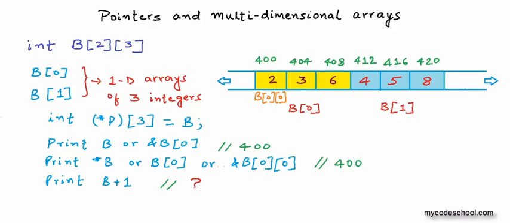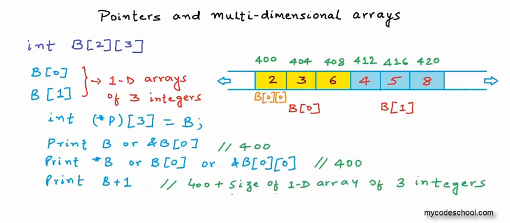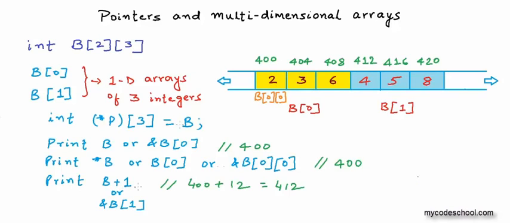Okay, so what will be the value of b plus 1? B this time is returning us a pointer to a one-dimensional array of 3 integers. So if I do pointer arithmetic like adding 1, we are moving to the next 1D array of 3 integers. So we will be moving to address 400 plus the size of a one-dimensional array of 3 integers in bytes. So the output will be 412, which makes sense because b plus 1 is the same as &b1, or the address of b1, and the address of b1 is 412.